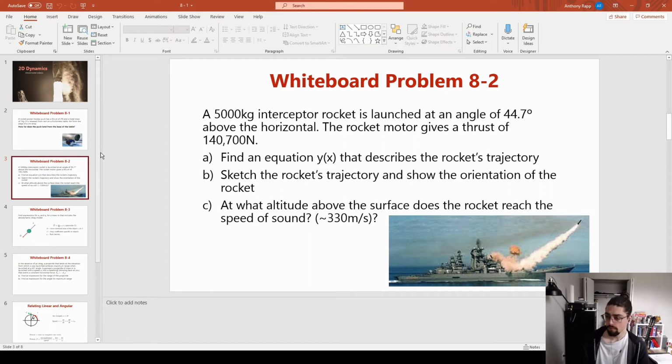So, once you've got that, of course, sketch the trajectory. Go ahead and visualize what that thing should look like. And then finally, we want to make sure that we are all on the same page with this, that we've got a good equation that works for it. So find the altitude above the surface, so that is your y position, when the rocket reaches the speed of sound, 330 meters per second.